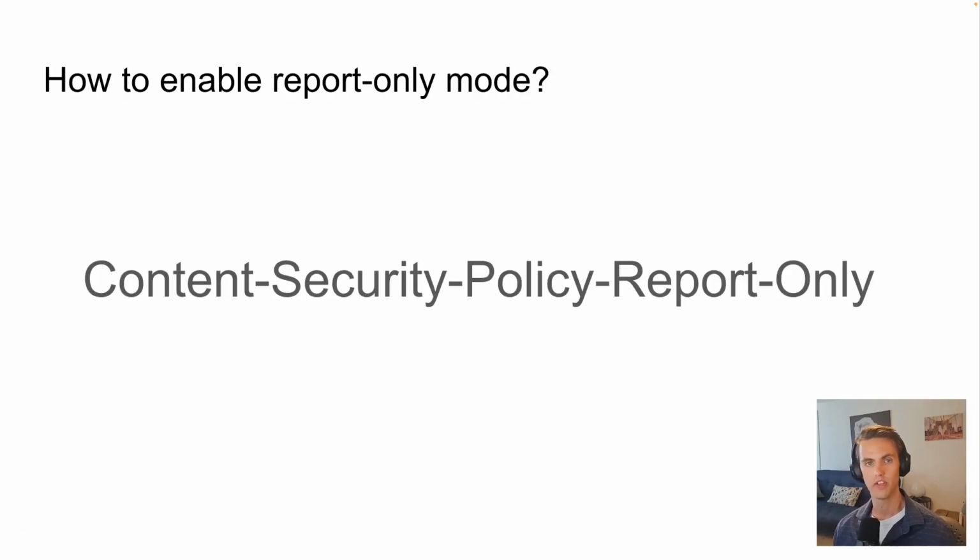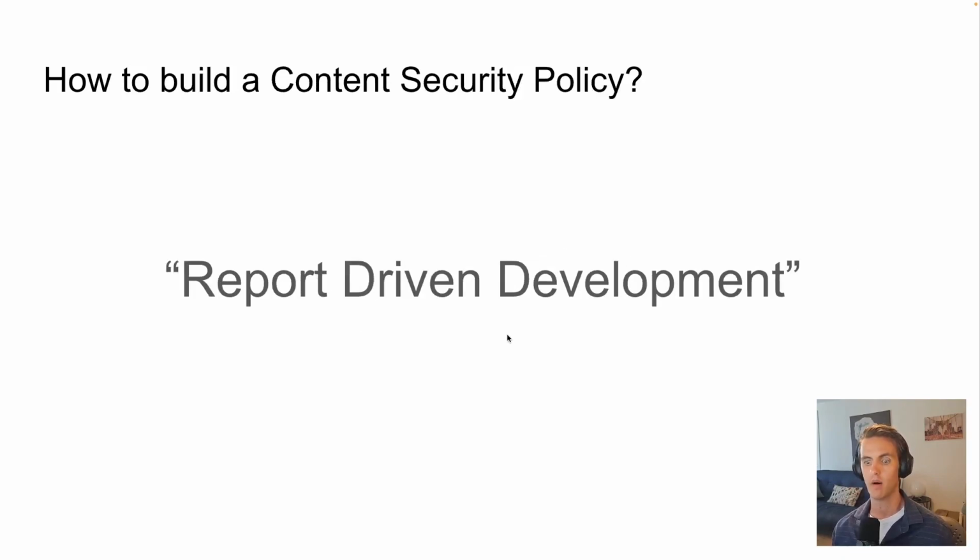Another very useful feature for deploying content security policy is report-only mode. What this does is it'll send the violation report payload to the endpoint if something would have been blocked, but then the browser doesn't actually block it. So you can get a lot of the protections of CSP without it actually blocking anything, and you can make sure your policy is working correctly before you break something in production. Combining these two things together, report-only mode and report-URI, you can build a content security policy very quickly using something I call report-driven development.